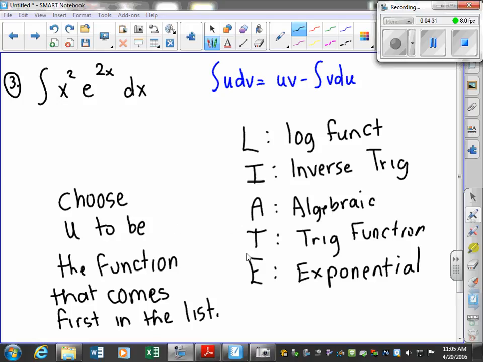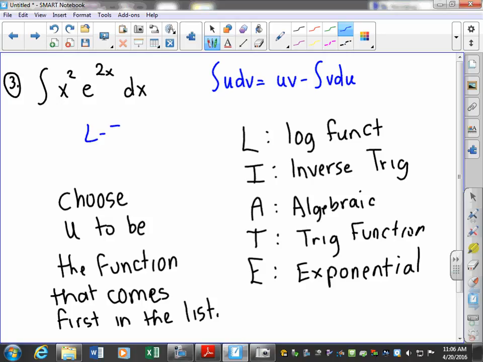Okay, but ETAIL isn't an easy thing to remember. The suggestion is that LIATE is a little bit better to work with for most people. So this is choosing the u's to come first in the list. So basically, this is in respect to u. When we talk about it in class, I like to work with dv, which is the more difficult. So our dv would be choose the exponential for dv, then choose a trig function, then choose algebraic, then inverse, then logarithmic function. So take it for what it's worth. Use it if it's helpful to you, and if not, scratch it.